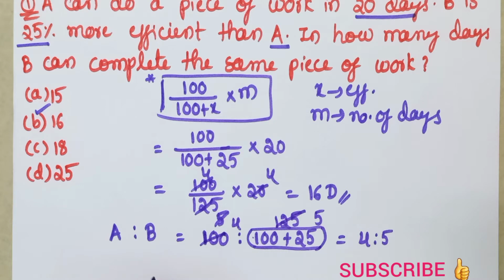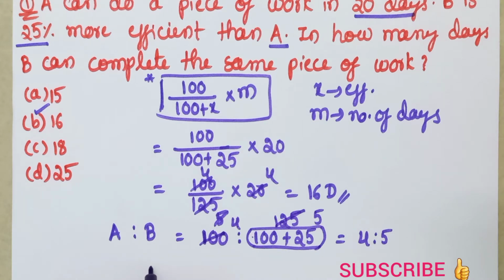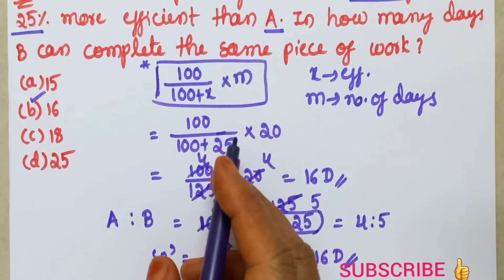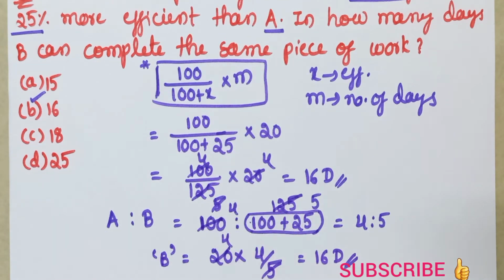Then they asked us to find the number of days taken by B. So to find the number of days taken by B, we have to multiply the number of days taken by A into this efficiency ratio. So 4 by 5, 5 fours are 20. So 16 days. This is also very simple, but if you want, you can do it in either of the two methods. Whichever is convenient for you, you can adopt that method for the problems.